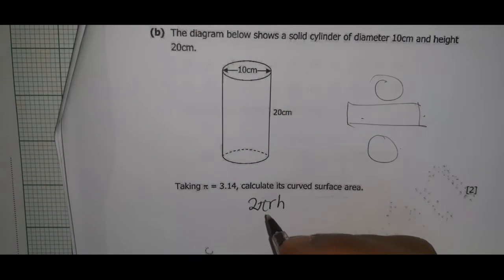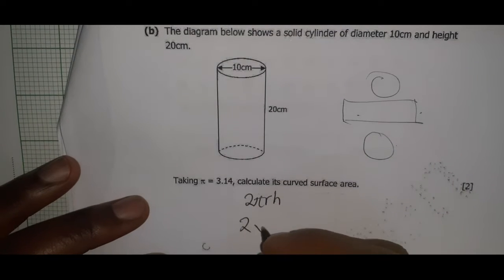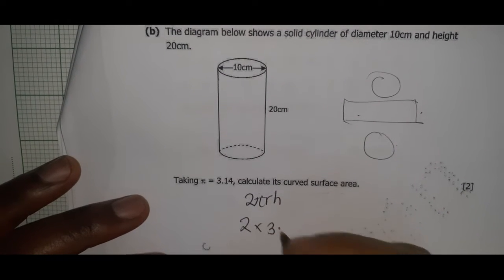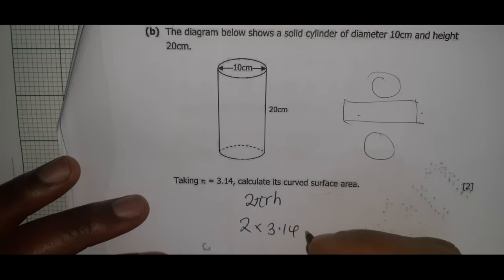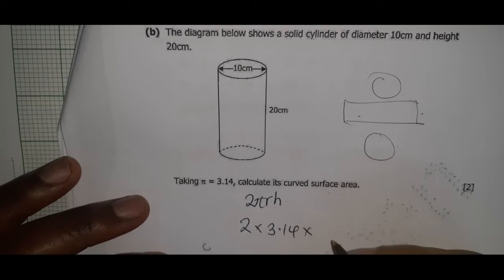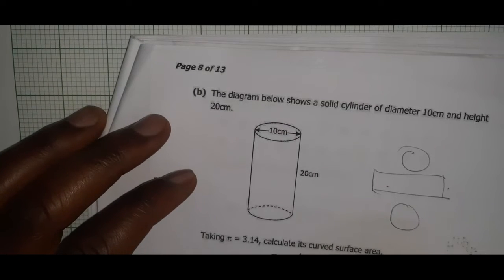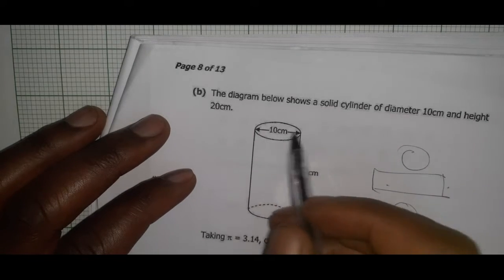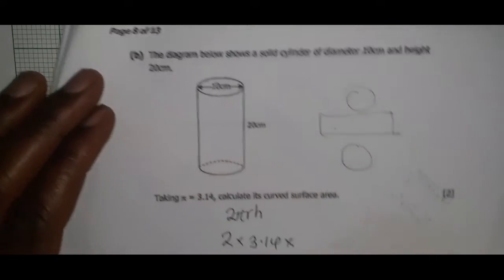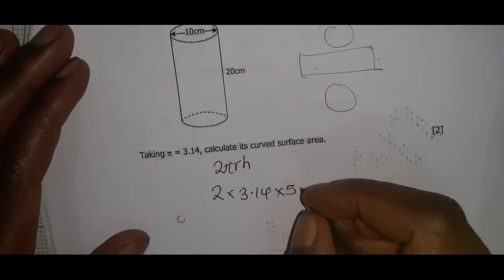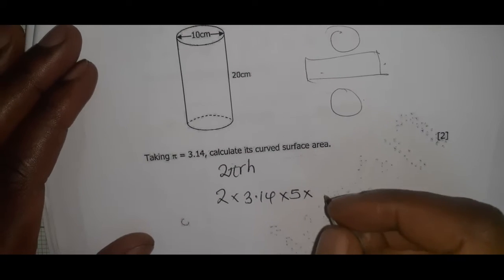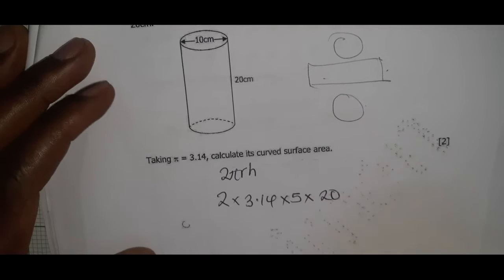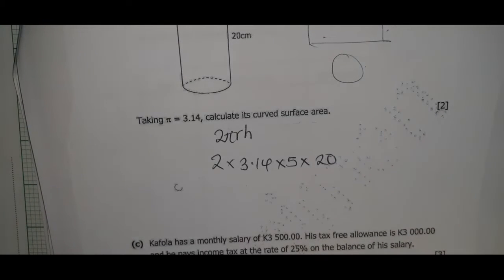2πRH. So this is the formula that we are supposed to use here, okay? Where we say 2 multiplied by 3.14 multiplied by, what is our R? Here we need radius. What we've been given is the diameter. So R is half of 10. So you write 5. Then H is 20. So we need to multiply this. Let's multiply and see what we're going to get.